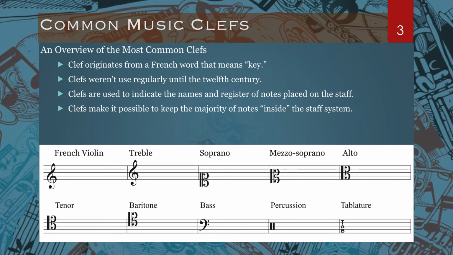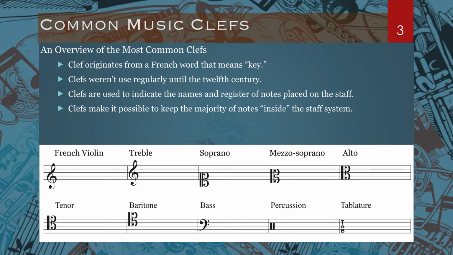So first of all, the word clef originates from a French word that means key. This makes a lot of sense if you think about it, because without the actual clef system, we don't know how high or low notes are. And because there's so many notes in our musical system that go from extremely low to extremely high, we can't fit those all on a single staff. So the way of solving this is by creating all these different clefs that we use.